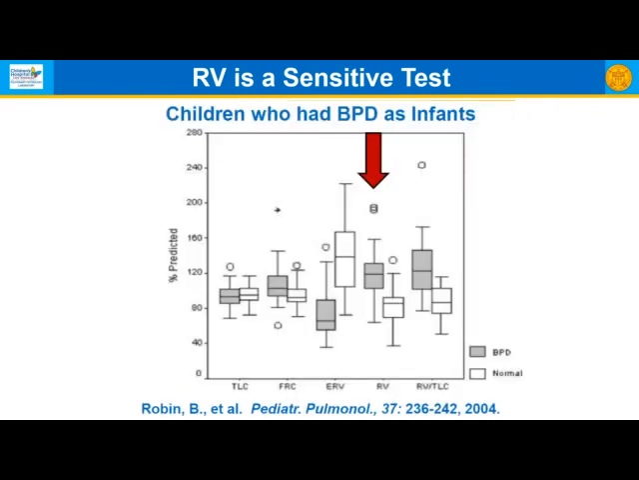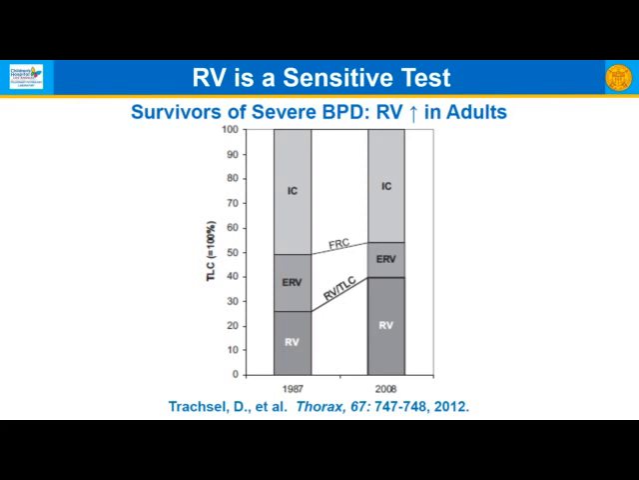BPD infants, children who had BPD as infants, basically had a statistically increased residual volume. Other spirometric tests were not significantly different. Survivors of severe BPD as adults, the residual volume actually increased with time. So here they were studied as children, and here they were studied as adults.